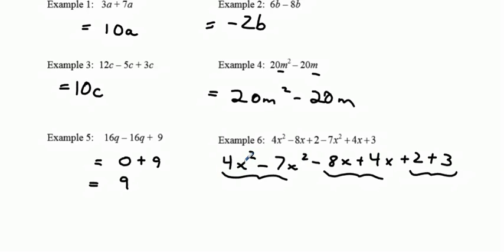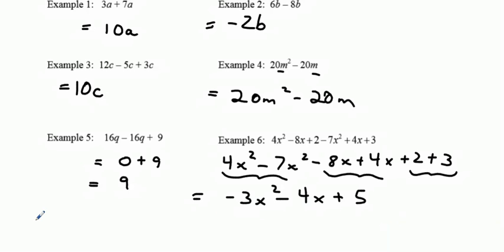So 4x squared minus 7x squared: 4 minus 7 is minus 3x squared. Minus 8 plus 4 is minus 4x. And then 2 and 3 is 5. You cannot combine this any further because this has a squared, this has got a 1, invisible, but nonetheless, and this is just a number. These are all unlike terms.